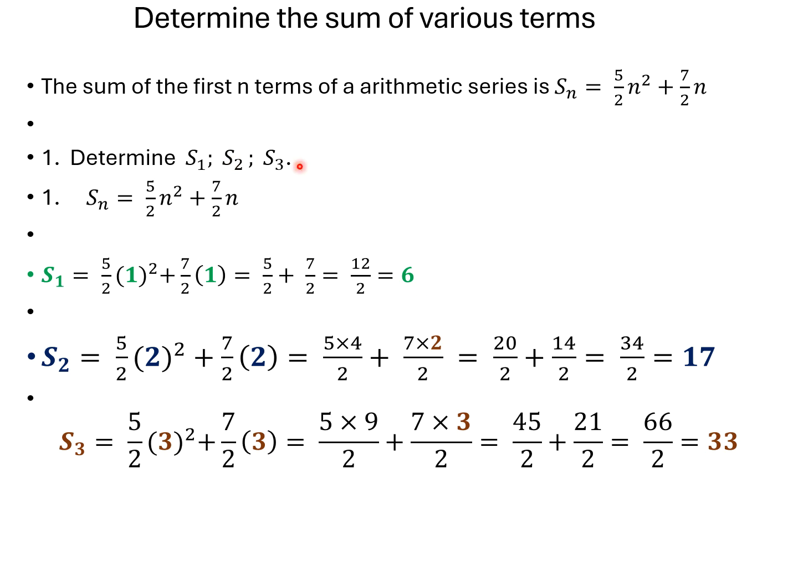Right? For the sum to 3 terms, wherever n is, put 3 there, so 3 squared and 3. 3 squared is 9, so it becomes 9 times 5. Not 9 times 5 and 9 times 2, only 9 times 5, because that is 9 over 1. 3 times 7. So 9 times 5 gives me 45. 3 times 7 gives me 21.